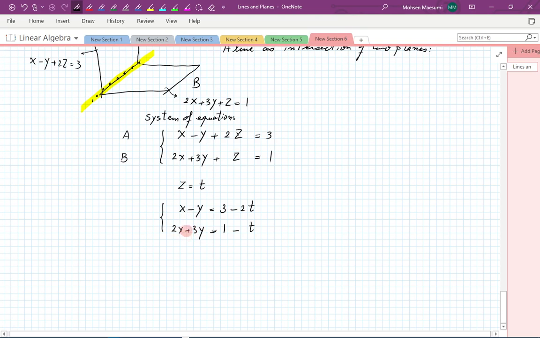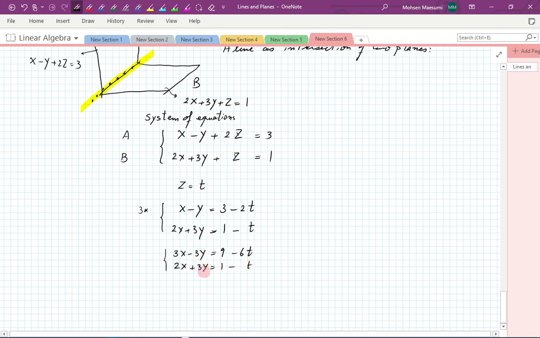How do you solve this system? You can do elimination, substitution, or whatever you want. Let's just do elimination. Suppose I want to eliminate y in this pair of equations. What do I do? Multiply this thing by 3 and add up the two equations. Now minus 3y and plus 3y are going to cancel each other out, and I'll be done. So when I multiply the first equation, it becomes 3x minus 3y is equal to 9 minus 6t. Second equation becomes 2x plus 3y is, well, whatever it was, minus t.